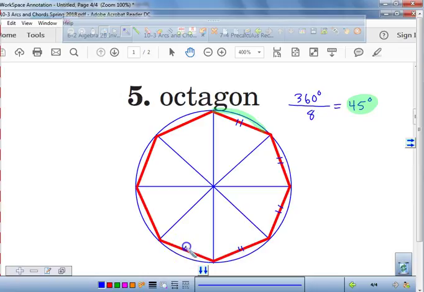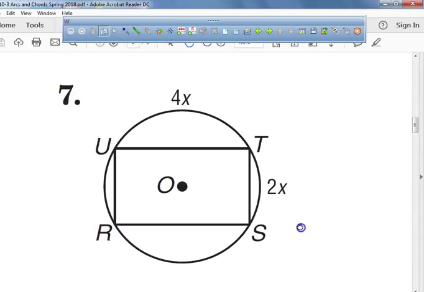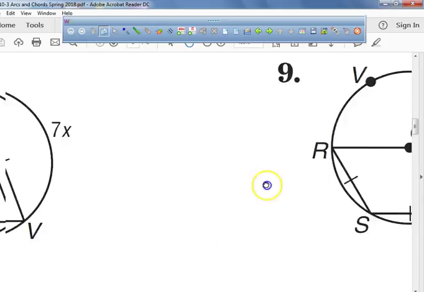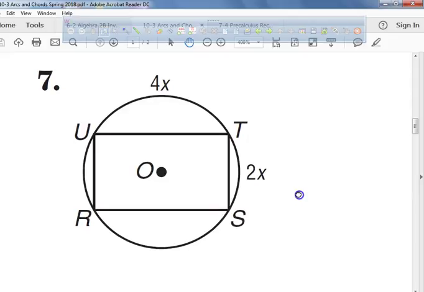8. Another thing is this arc is always equivalent to this central angle. This central angle always matches that arc every single time. Alright. Here's what I need everybody to do. You don't have to put this in your journal, but we're going to do numbers 7 and 8 together. So let's look at problem number 7.